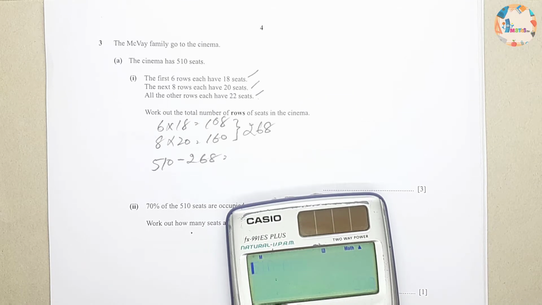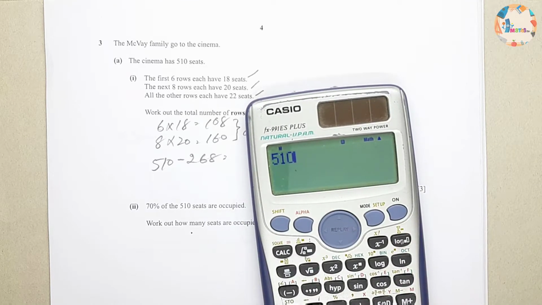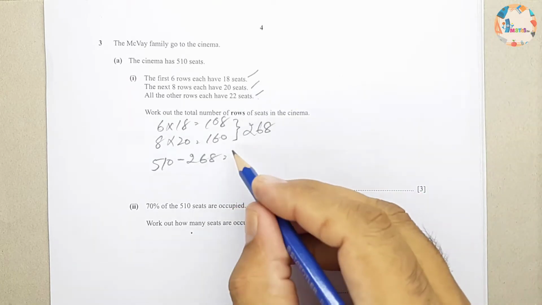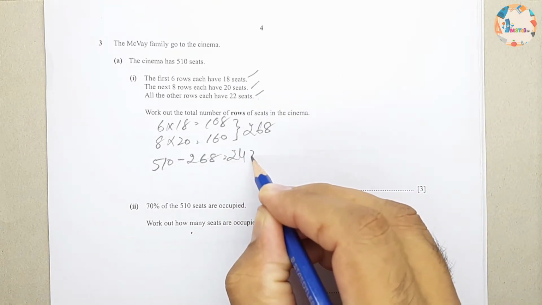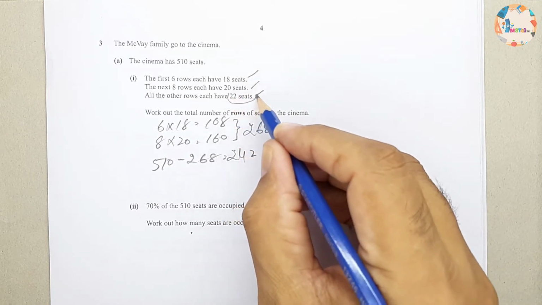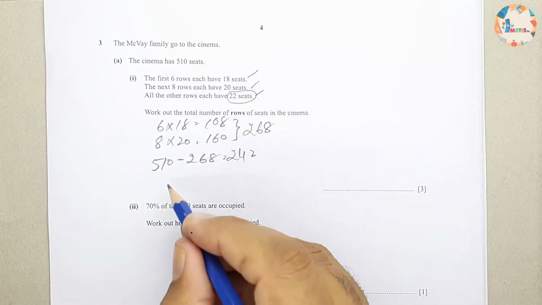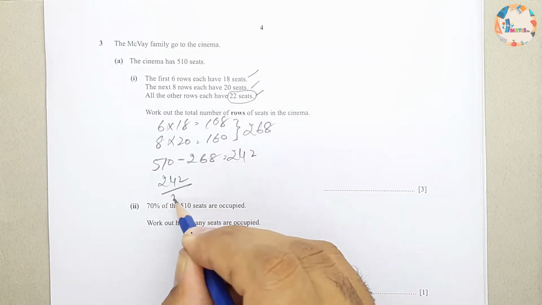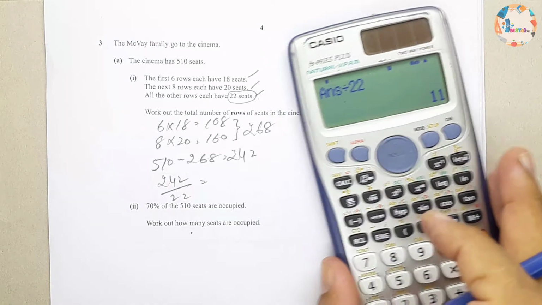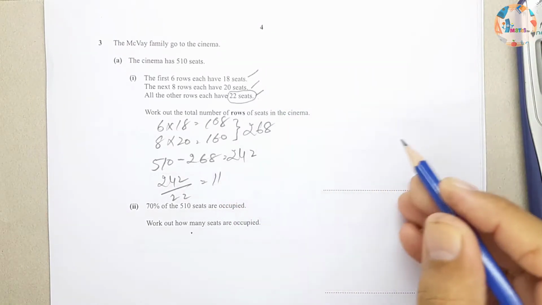So we will calculate again. 510 minus 268 will be equal to 242. So 242 seats remaining, and 22 seats in each row. So 242 divided by 22 will give us 11. So there will be 11 rows.